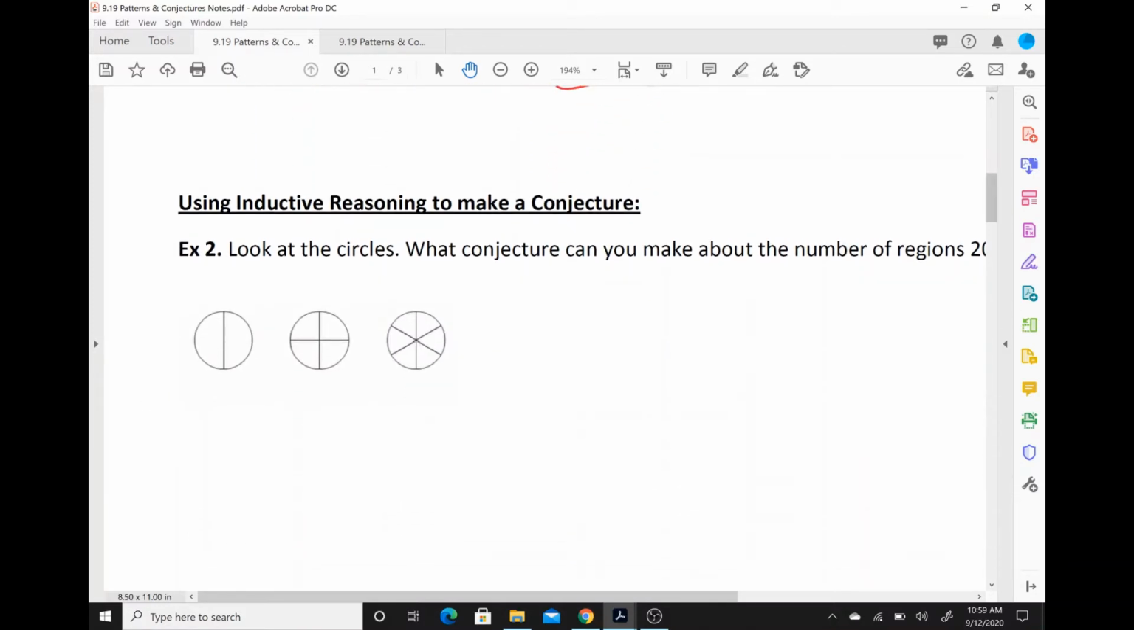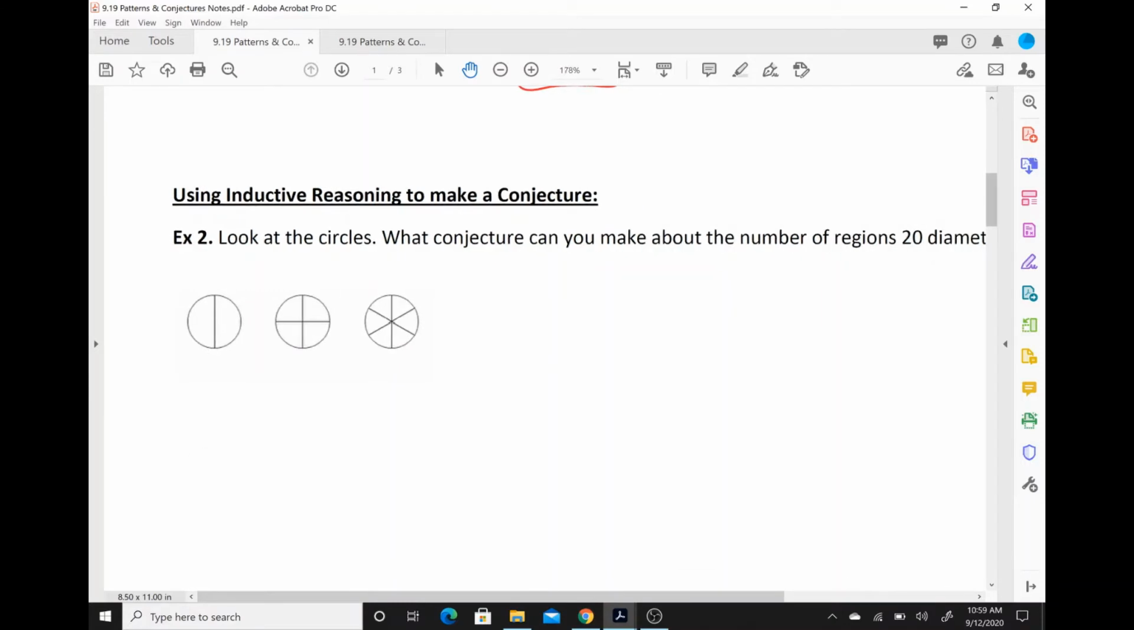Okay, now our next one, I'm going to zoom out for just a second here.